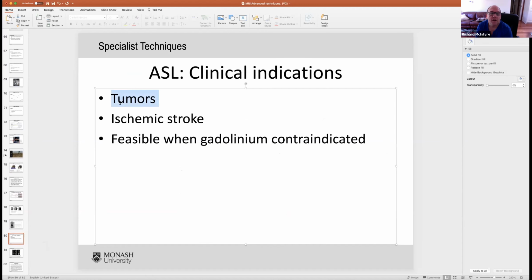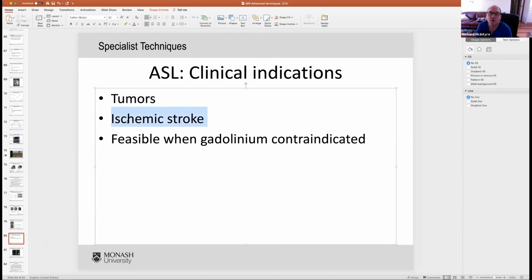Tumors, we know, have delayed uptake of blood. Ischemic stroke has a delayed uptake. And we would prefer to give gadolinium, but it may be contraindicated in some people, as we've discussed. Also, we do a lot of ASL in research, and we can't give gadolinium in research.